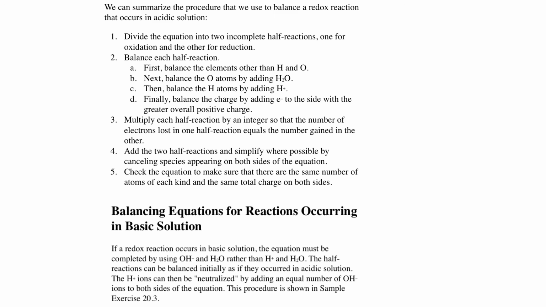Balancing equations for reactions occurring in basic solution. If a redox reaction occurs in a basic solution, the equation must be completed by using hydroxides and waters rather than protons and waters. The half reactions can be balanced initially as they occurred in acidic solution. The hydrogen ions can then be neutralized by adding an equal number of hydroxides to both sides of the equation. This procedure is shown in sample exercise 20.3.